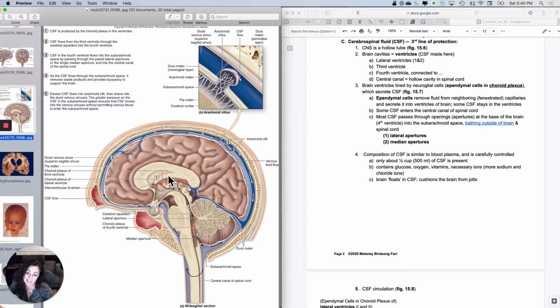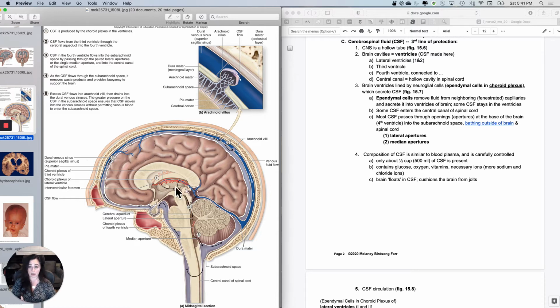Now this is a mid-sagittal section, so they're trying to show you that that's like behind the picture. So in the choroid plexus of the lateral ventricles 1 and 2, you are going to make cerebrospinal fluid. But in order for that stuff to get out of the brain, it's going to have to go into 3, okay? This is ventricle number 3.